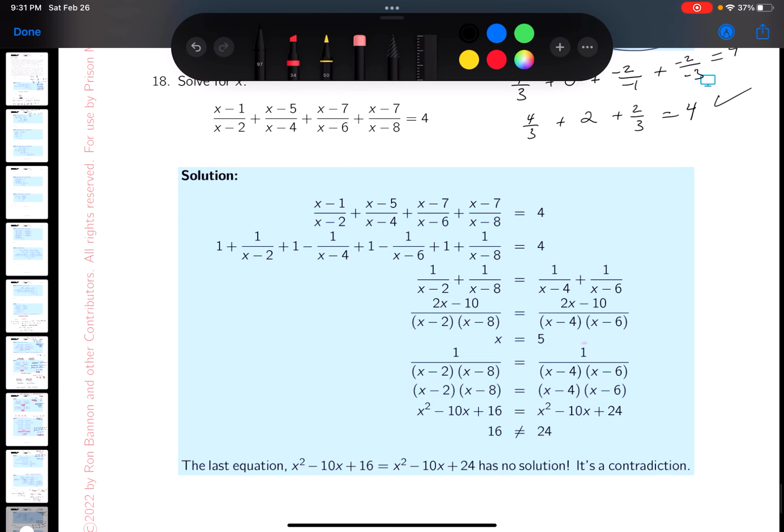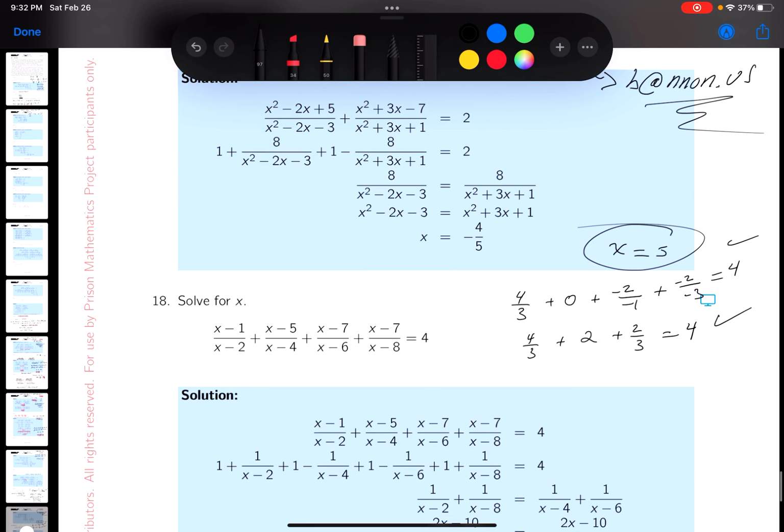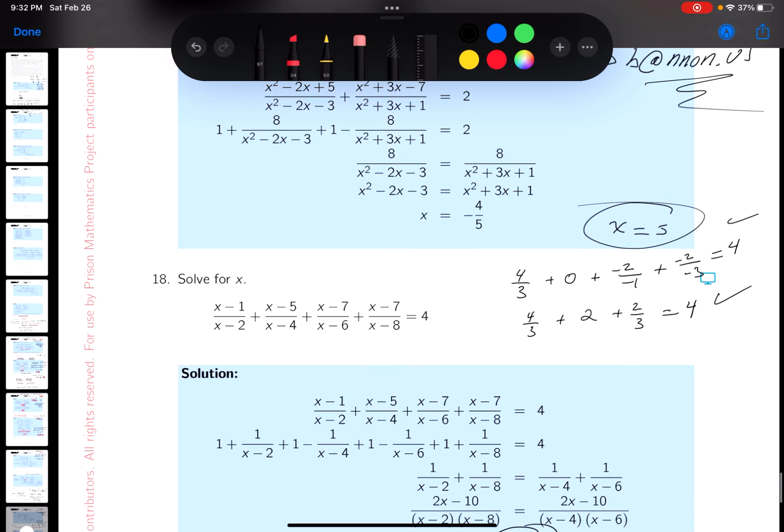Again, this one led to a contradiction, and there's no solution to that particular equation, all right? There's no way that can be made equal. Only one answer. All right, I think we're at the end of this. Yep, there's no more questions, and we'll move to the next exercise set soon. Thank you.